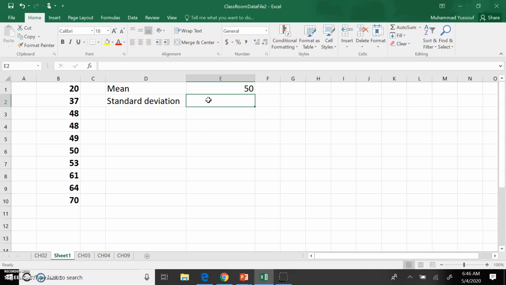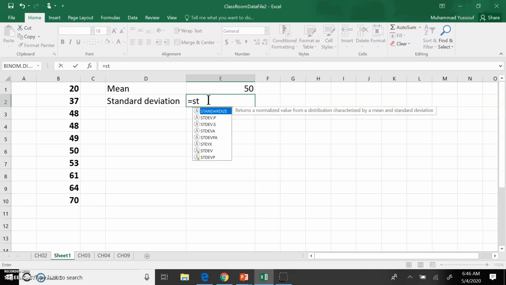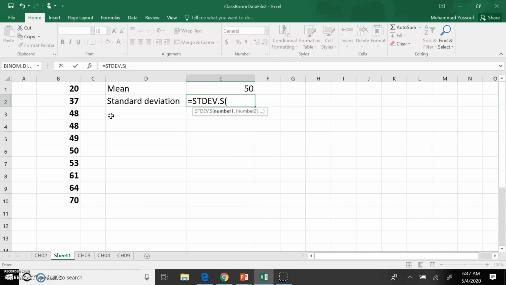And now I'm going to compute the standard deviation. Now you write equal stdev.s. If I just write st, Excel helps me with what I am interested in. So write stdev.s, double click on that, and now it is asking, give me the values for which you want the computation. This is my range. I click my cursor here, press the left mouse button and drag it downward. In this way the range is copied, and then I close the parentheses and hit enter.